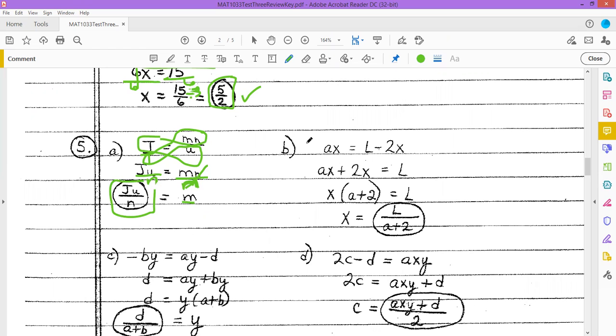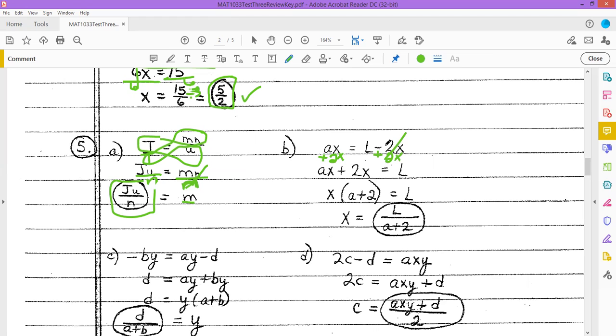Letter B, we have AX equals L minus 2X. And here we're going to solve for X. Now what we notice is we have X on both sides of this equation. We need to collect these terms that both have an X term. So we're going to add 2X to both sides first so we can put the X terms together.